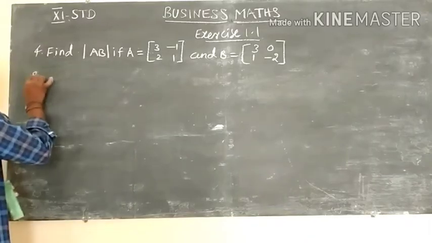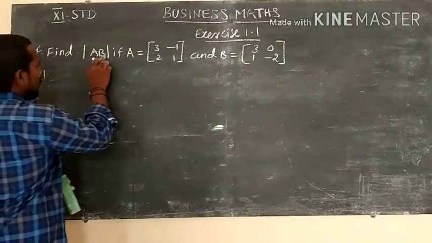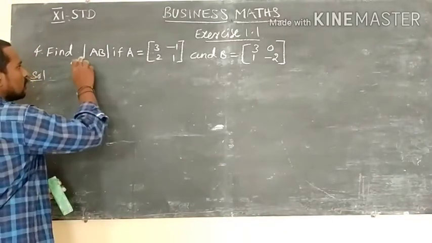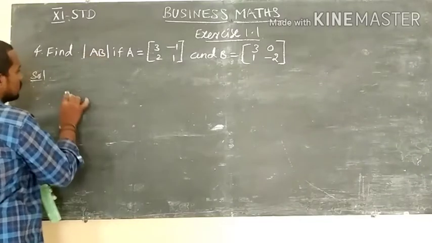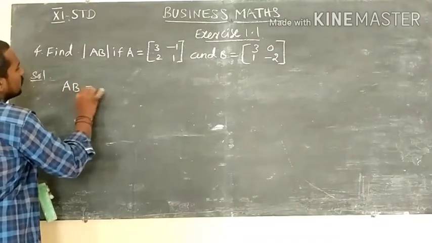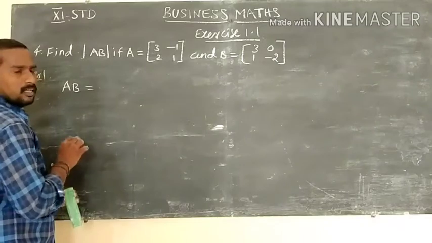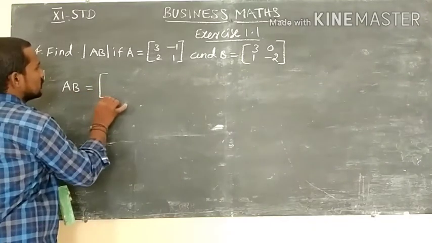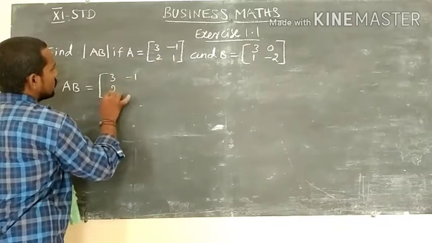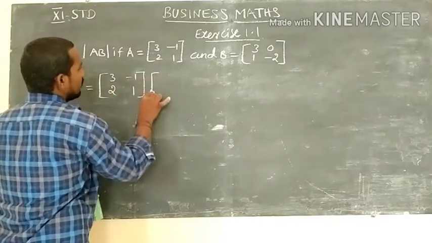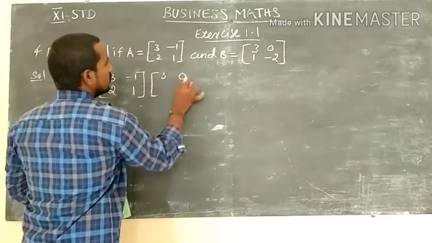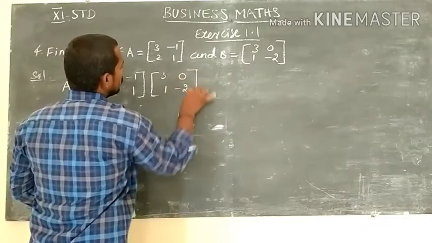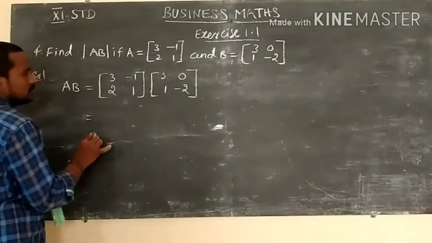The solution. First find the AB value, then find the determinant of AB. So how to find AB? This is already studied in our 10th standard. AB is the product of A and B. So A is [3, -1; 2, 1] and B is [3, 0; 1, -2]. The product of values.